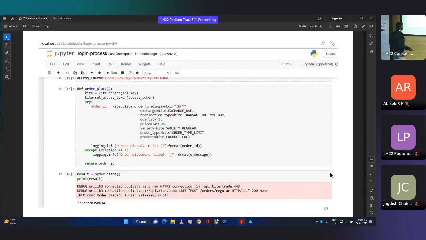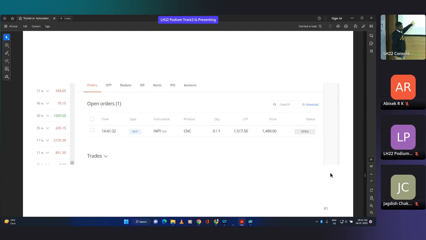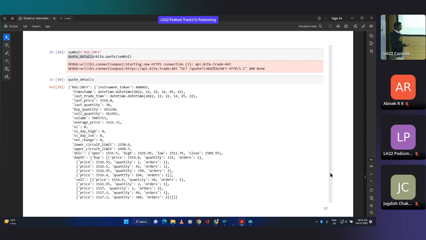So here I am placing an order for Nifty. This is my Jupyter notebook, and this is my actual account. So that order is placed. Also, in our demat account or trading account, we have some positions, some holdings, and funds. So we can access all this, and based on that data we can include it in our trading strategy.